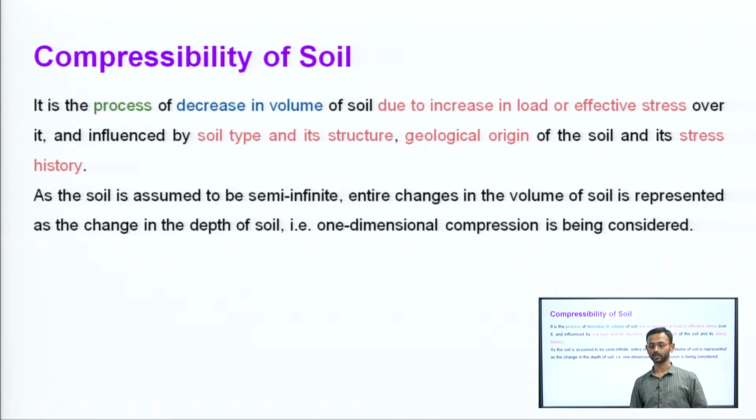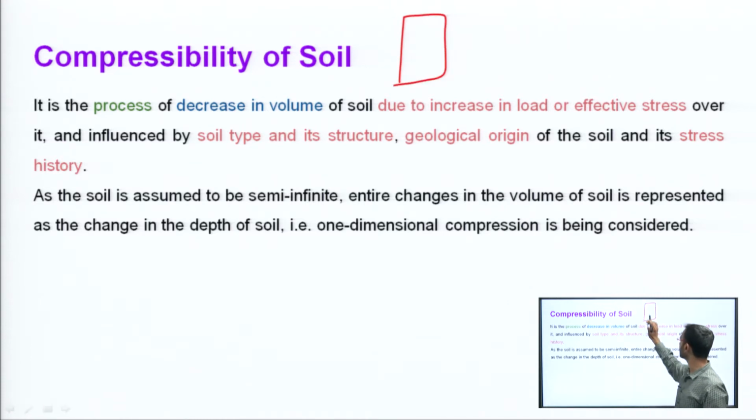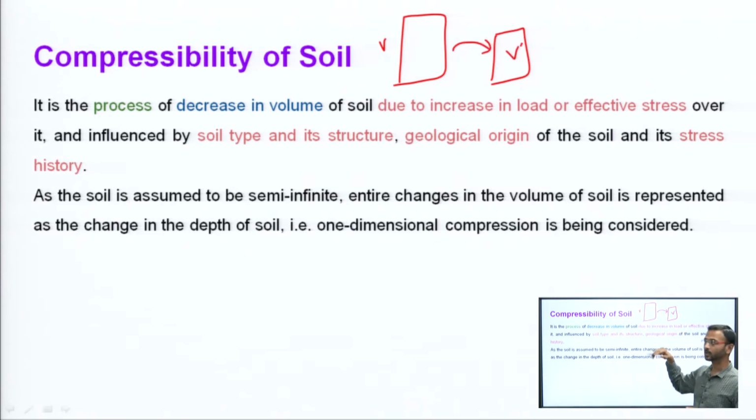Now, moving on to the new topic here, we will be talking about the compressibility, then we will move on to consolidation. So, what is compressibility? First of all, it is the process of decrease in the volume of soil. Let us say the volume of soil was somewhat this, and now the volume has somewhat decreased. This is the volume V and it has changed to V dash. So, the volume has somewhat decreased here.